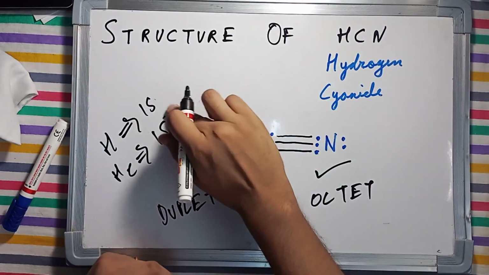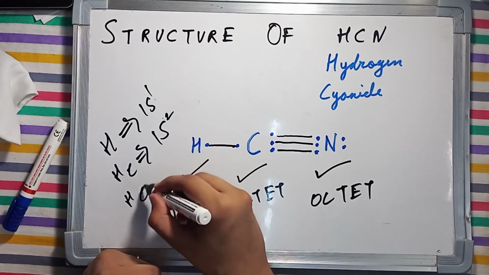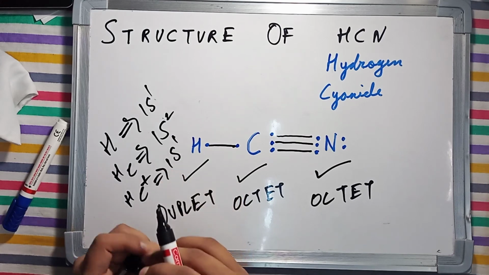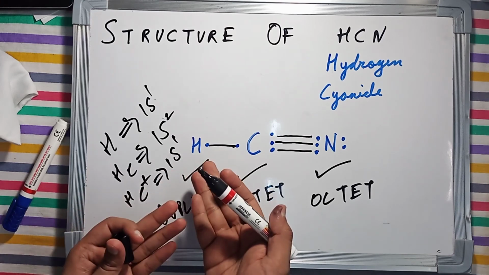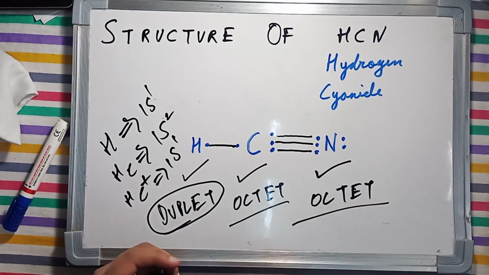Okay, and for helium, its electronic configuration is 1s2, and if it would have been helium plus, its electronic configuration would be 1s1, and it would just require a single electron, just like hydrogen in this case. Okay, that is why hydrogen and helium complete their duplets, and the rest of all the elements present in the modern periodic table want to complete their octet.